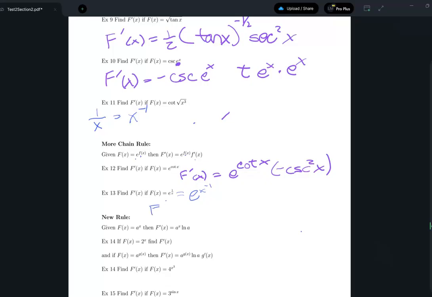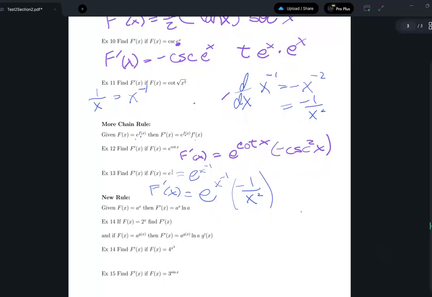So the derivative of e to the stuff is e to the stuff. And then let's talk about how we take the derivative of x to the negative 1. That's negative x to the negative 2. So I could rewrite this as negative 1 over x squared, right? So it doesn't matter which way you write it. I just want to make sure you take the derivative of that correctly.